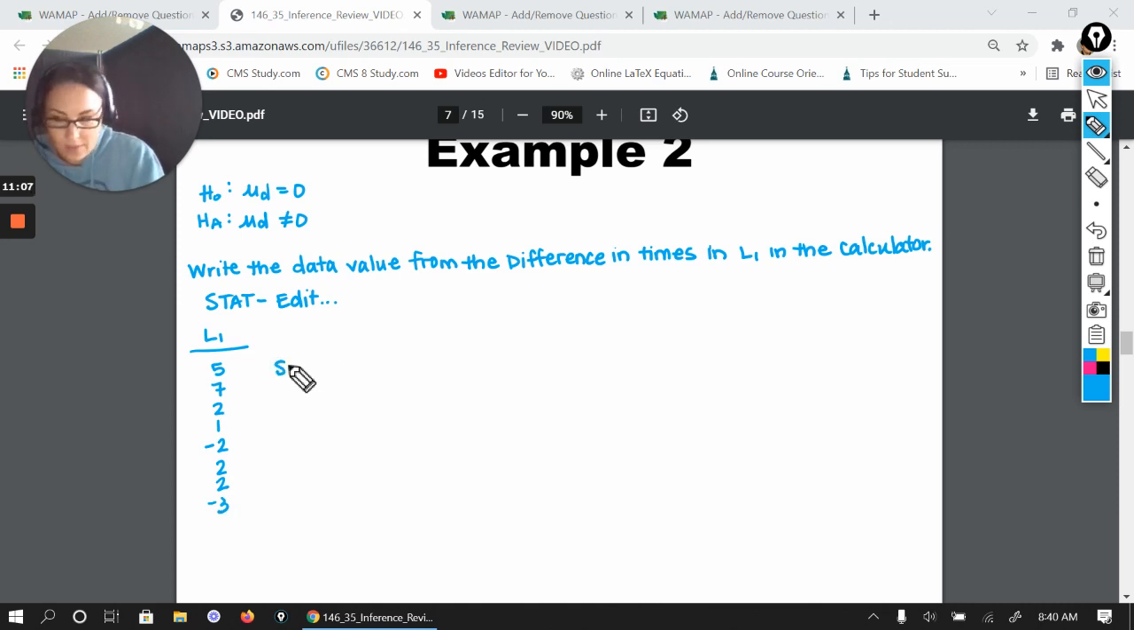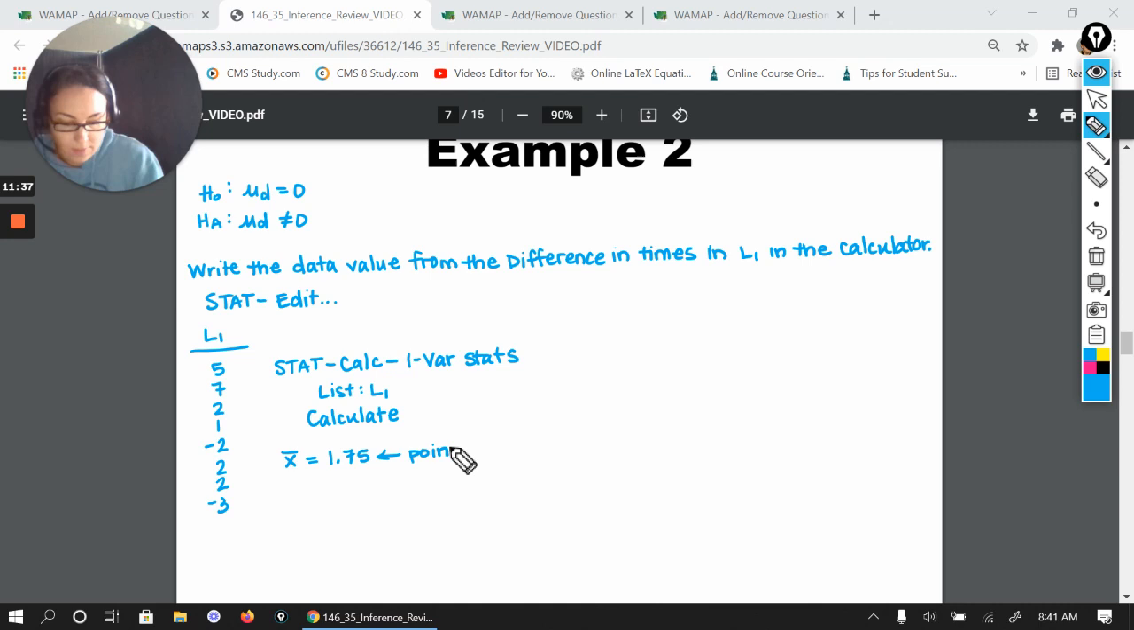After we do that, then we go back to Stat, and then we go to the Calc menu, and then we choose the 1-Var Stats option, and we make sure that the list chosen is list 1, and then we select Calculate, and then we look and see what it gives us. So it should give us an x-bar that is 1.75. This is going to be our point estimate.